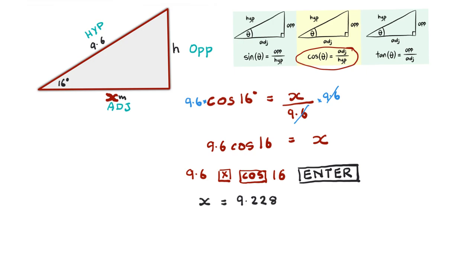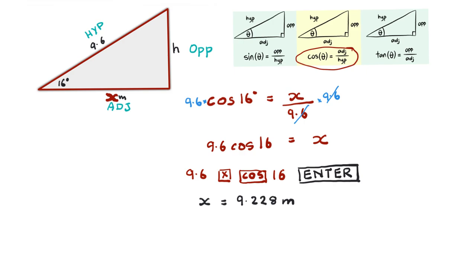9.228. You'll notice that if you've got radians in instead of degrees, your value of x will be negative, which is wrong. So do change that into degrees. So the value of x is 9.228 meters. That only gives us half of the beam.